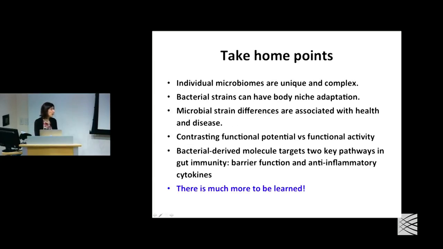These differences come up, and we can start to now look at the functional potential, what genes are present in those strains versus not. In addition, by looking at the metatranscriptomic data, we can look at functional activity instead of just functional potential, and we're starting to identify bacterially derived molecules that target pathways important in the gut, such as barrier function in epithelial cells and cytokine production. And I just want to say there's a lot more to be learned. I think this field is really just at the start, and looking at what's going on in the microbiome in all of these different ways, I think will help us to better understand what this community is doing to contribute to health or disease.